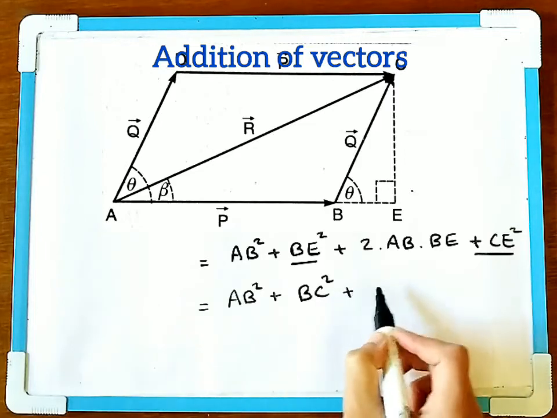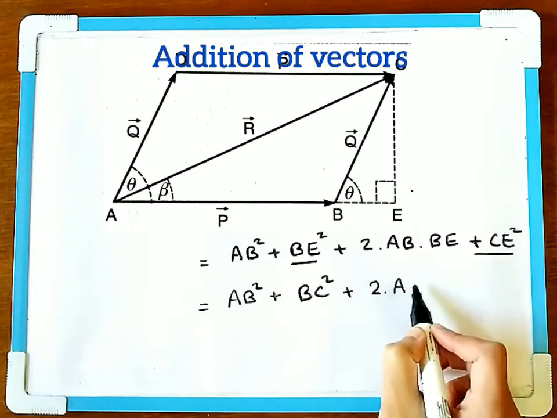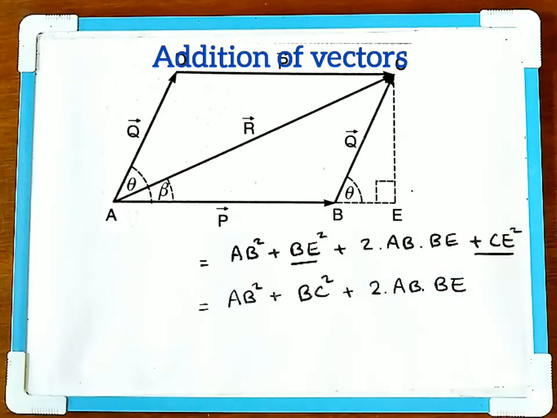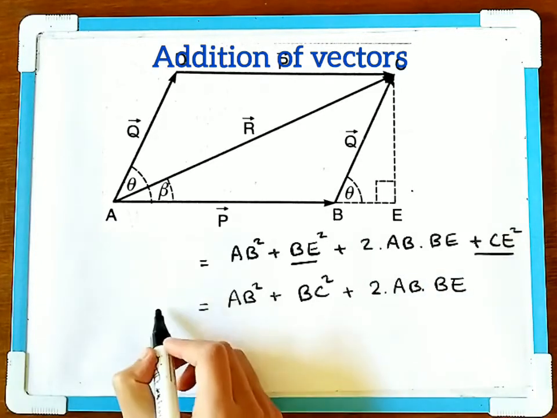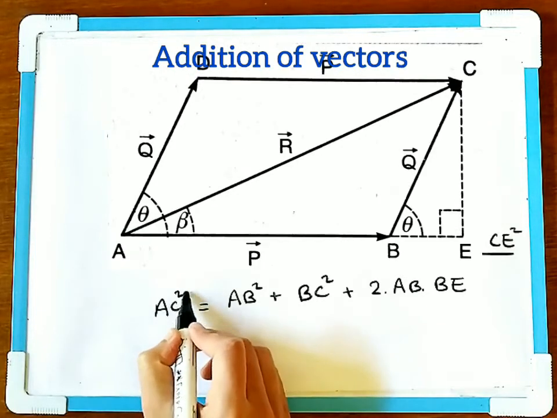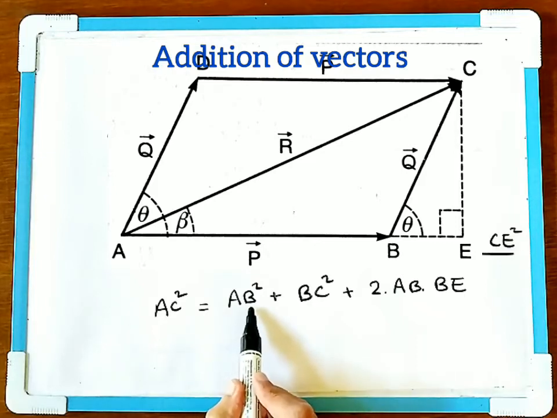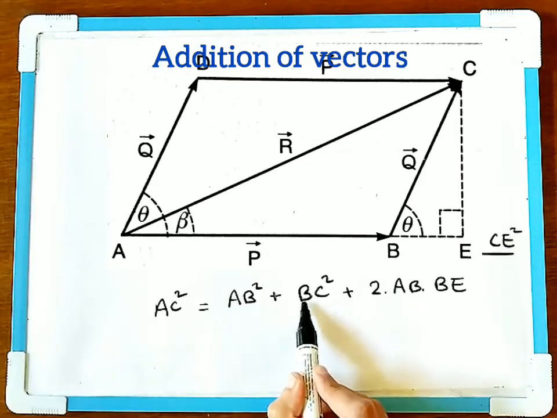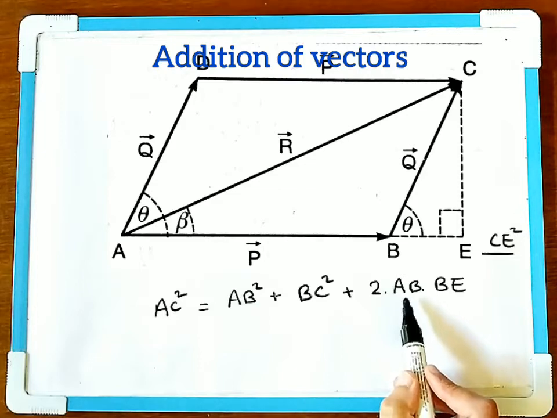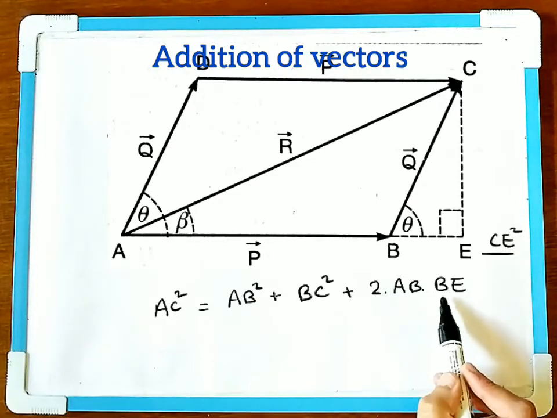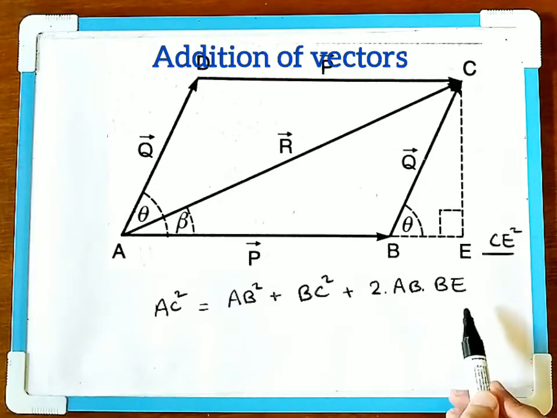So then we have plus 2AB into BE. So that is your AC square. Here we have the side which represents P and the side which represents Q, and here again we have AB, the side which represents the P vector. And now what about this BE? Here we'll have to write this in terms of the side which represents the vector Q.